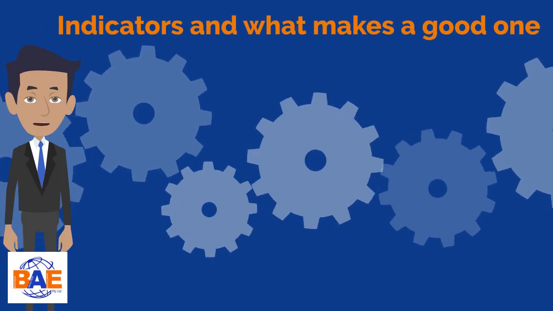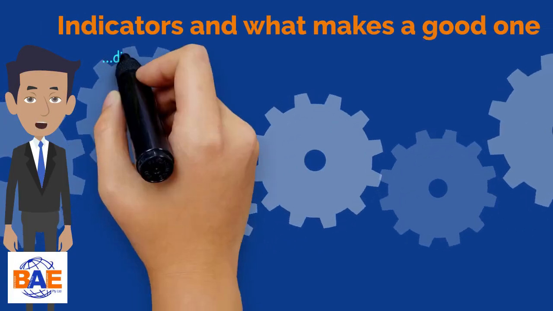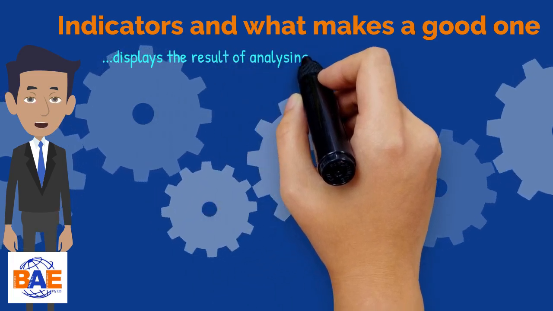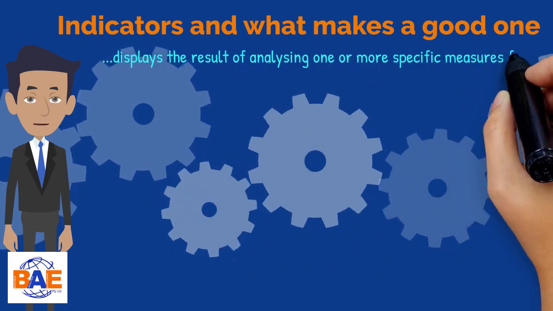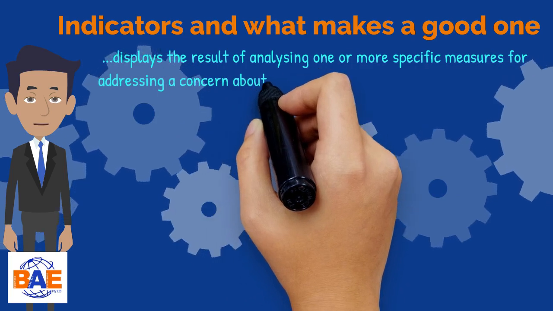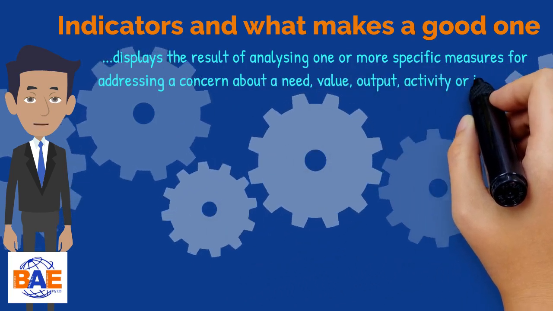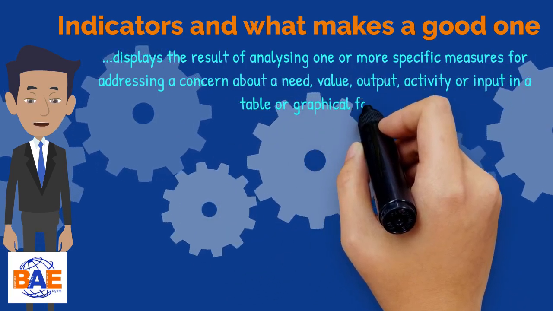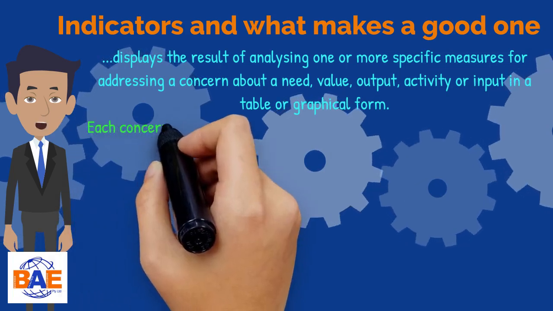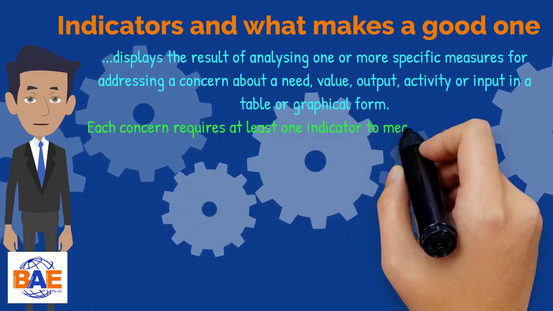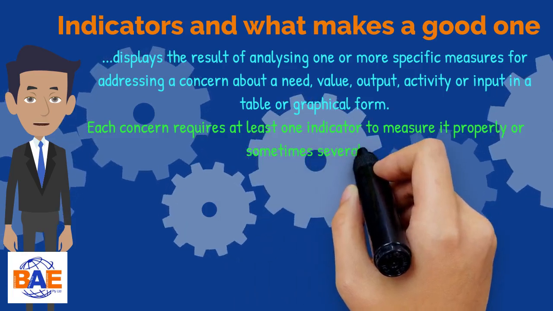Let us now describe the term indicator. An indicator displays the result of analyzing one or more specific measures for addressing a concern about a need, value, output, activity, or input in a table or graphical form. Each concern requires at least one indicator to measure it properly, but some may require several.